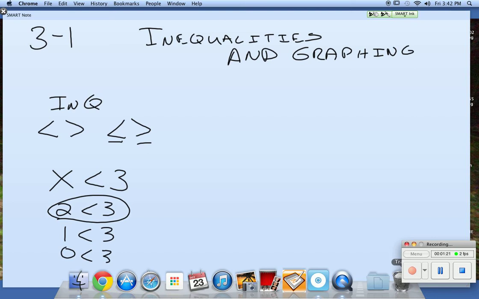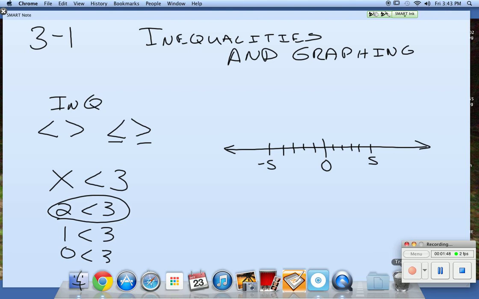How do we graph that? We're going to work with what's called number lines. And this is a number line. 1, 2, 3, 4, 5, and I'm going to go negative 1, negative 2, negative 3, negative 4, negative 5. All right? So I've just created a number line with a positive 5 and a negative 5 on it.